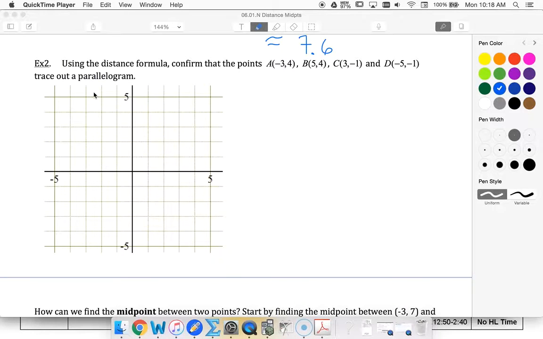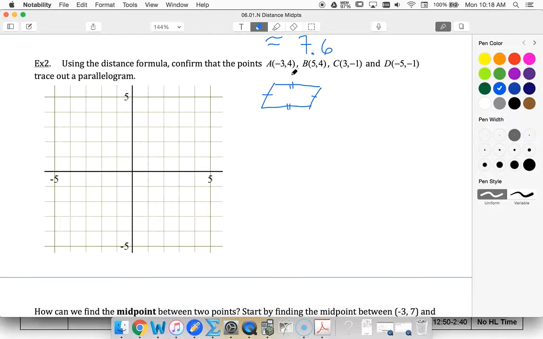All right, we're going to use the distance formula to help us confirm that these points make a parallelogram. I know that in a parallelogram, so I have a shape that looks something like this, opposite sides have the same length, and one pair of opposite sides is parallel, which forces the other one to be parallel. So let's check this out.